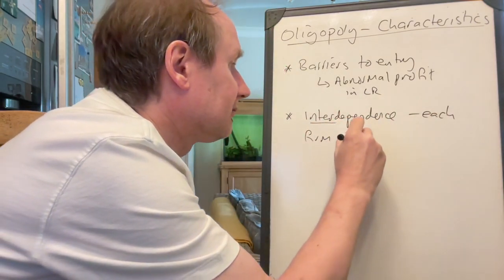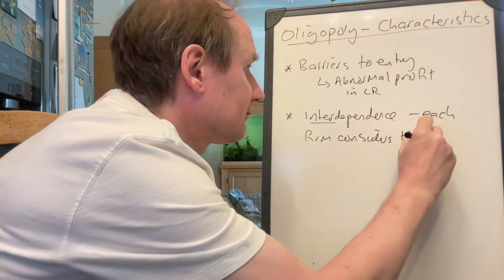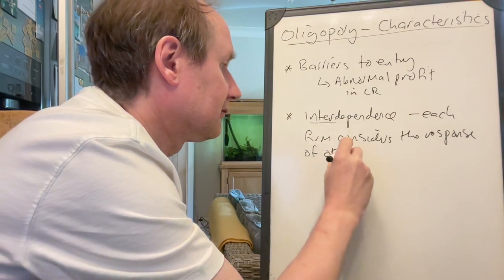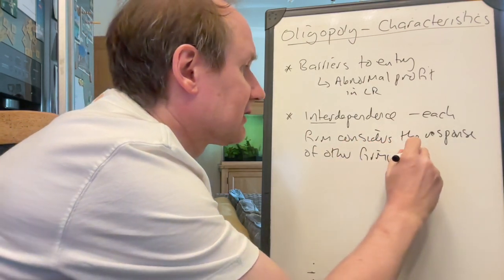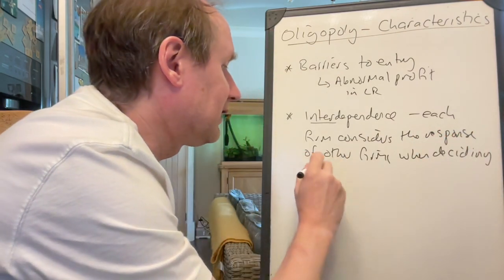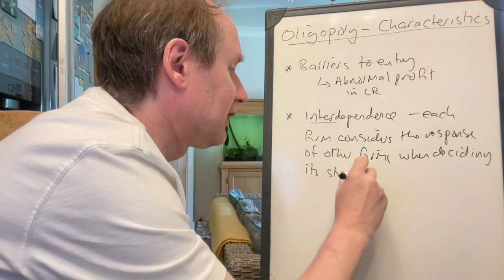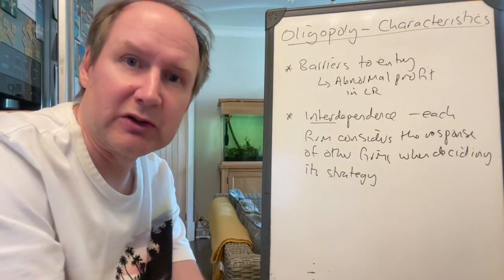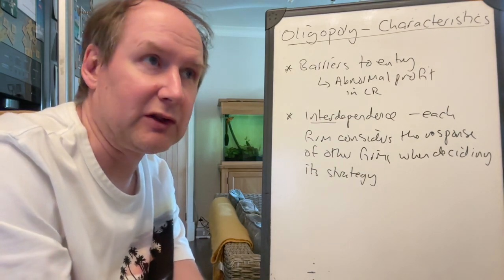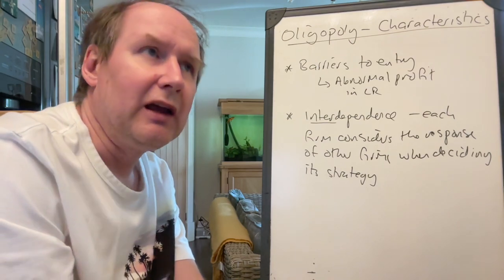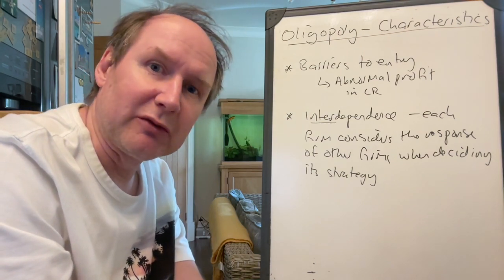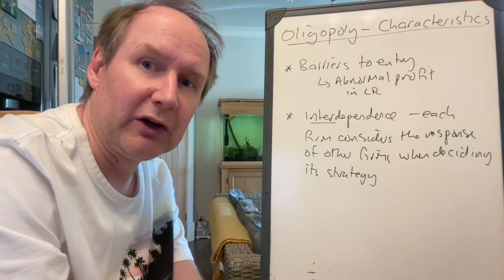considers the response of other firms when deciding its strategy. And its strategy might be pricing, it might be whether it's going to advertise, whether it's going to invest, and whether it's going to launch new products and so on. So when deciding your products, your prices, your strategic decisions, you've got to think, how will the other firm respond? But they're also doing the same thing, which is where game theory comes from, which is what we'll be looking at in a subsequent video.